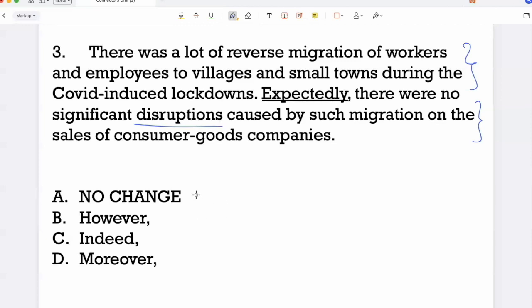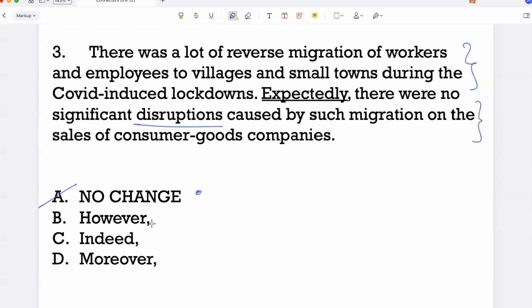So expectedly cannot be the right answer because expectedly is the opposite of what we are saying, right? It was not expected that there would be no disruptions. Disruptions were expected. So the fact that there were no disruptions cannot start with expectedly. So this is wrong. However is a good answer because however is a contrasting connector. There was a lot of migration. However, there were no significant disruptions.